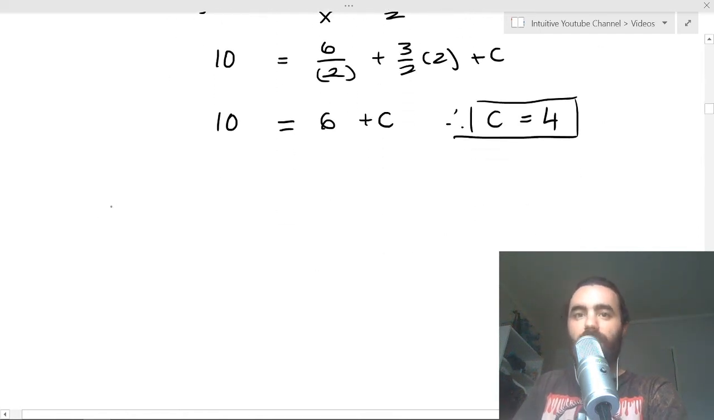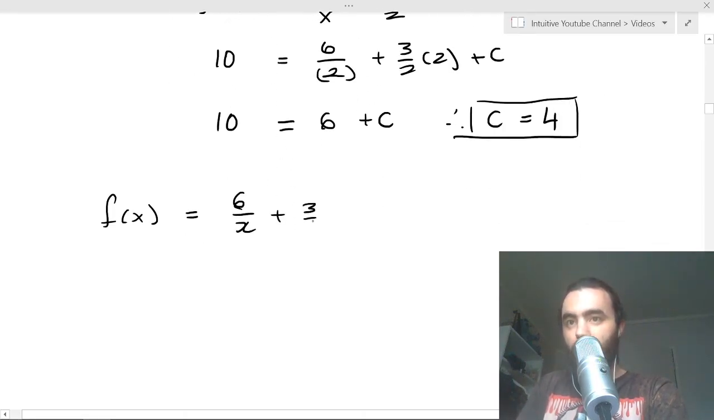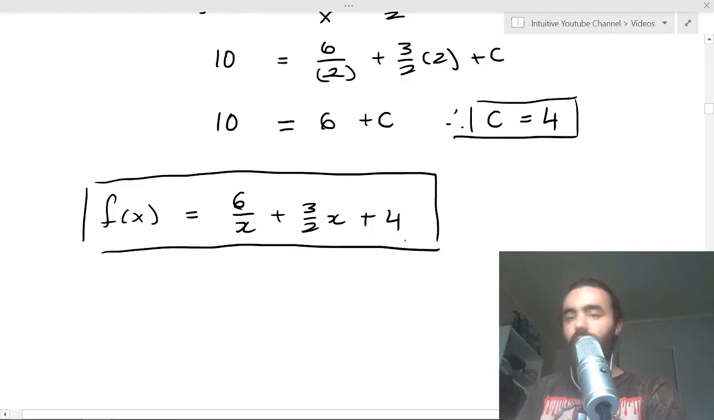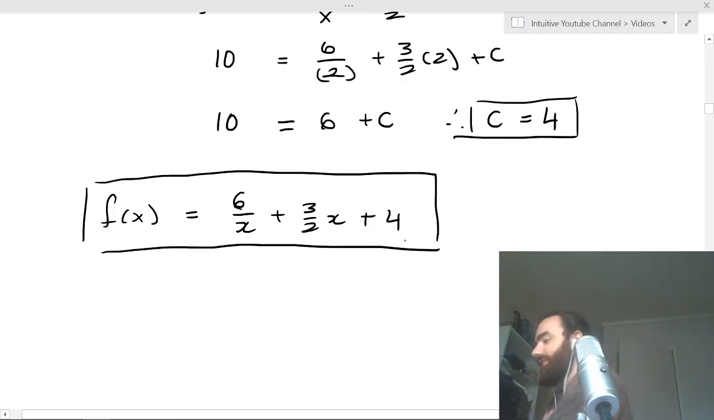So finally we can say that our f of x then equals 6 over x plus 3 over 2 x plus 4. And that's your answer. So those are two examples of integrating to find the curve.